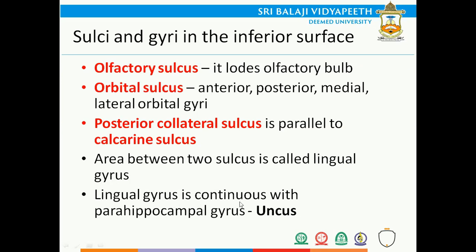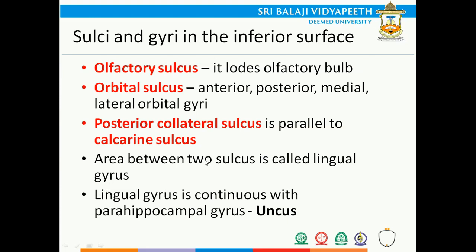The lingual gyrus is continuous with the parahippocampal gyrus, and that is called the uncus. So they will always ask you what the uncus is. The uncus is nothing but the lingual gyrus extending continuously into the parahippocampal gyrus, and the lingual gyrus is the area between the two sulci.